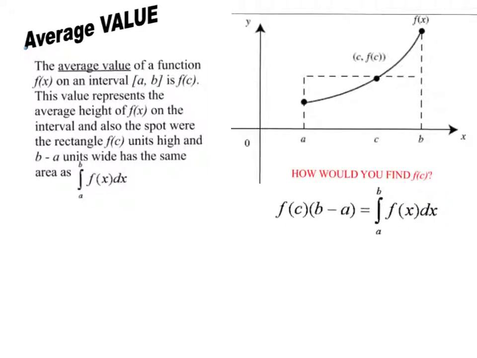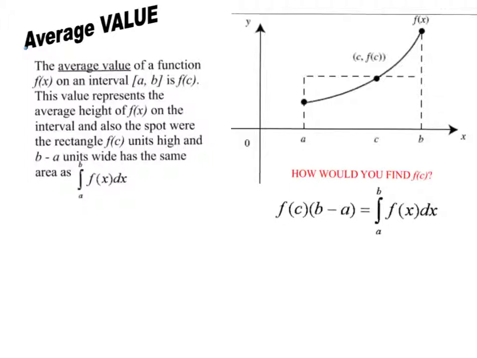In this video, we're just going to talk real quickly about average value, which certainly has some real-life applications, but we're going to focus on the geometric interpretation of it today. The average value of a function, f of x on an interval a to b, is f of c. This value represents the average height of f of x on the interval, and also the spot where the rectangle f of c units high and b minus a units wide has the same area as the integral from a to b of f of x dx. This is the definition of average value.